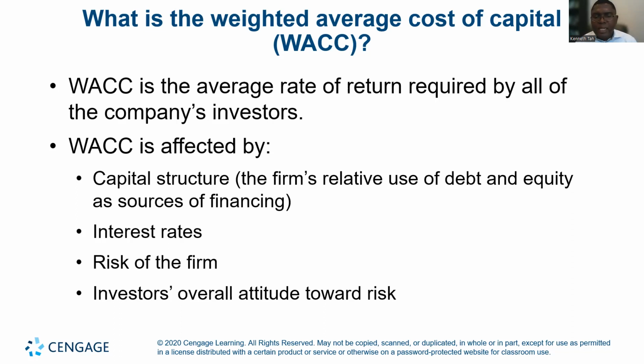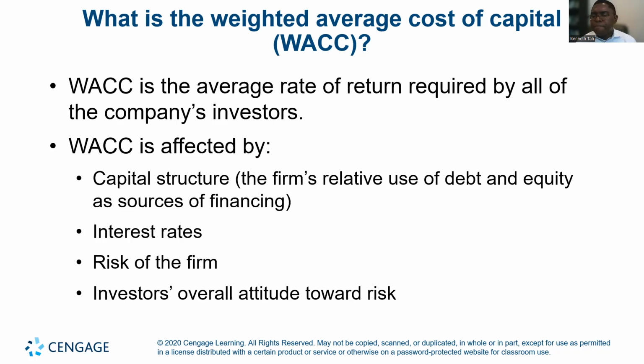There are some things that can affect weighted average cost of capital. The capital structure. I already said this capital structure is largely made up of debt and equity, and by equity, we are talking about preferred and common equity financing. So the capital structure, what is the percentage of debt relative to preferred stock, relative to common stock? So that's the capital structure. That is going to affect the weighted average cost of capital.